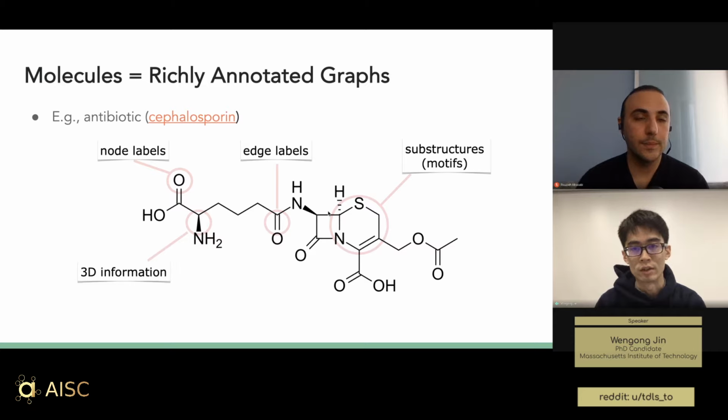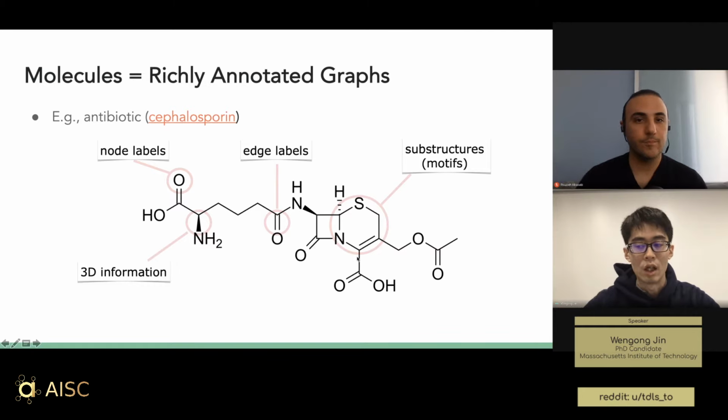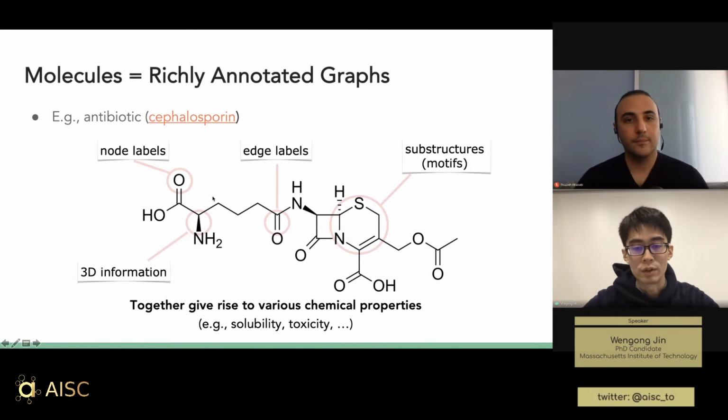Here's an example of an antibiotic compound. As you can see, it is a graph where each node is an atom labeled with its atom type. Each edge is a bond, labeled with its bond type. Molecules are also composed of substructures or motifs. Certain groups of atoms are called motifs, which have a specific chemical meaning. Together, atoms and motifs give rise to a variety of chemical properties such as solubility and toxicity.